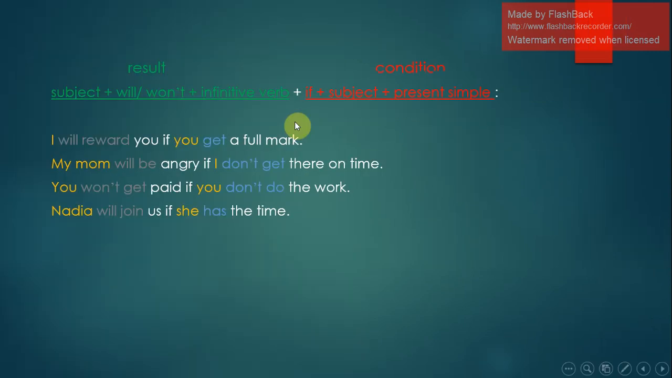The second case and the last thing I want to say is when we exchange these two parts with each other, and we have the results at the beginning and the condition clause in the second place. I will reward you if you get a full mark. My mom will be angry if I don't get there on time. You won't get paid if you don't do the work. Nadia will join us if she has the time. The only change here is that the part where we have the will or the won't is at the beginning. We don't have a comma in between. We have the if and then the present simple form.